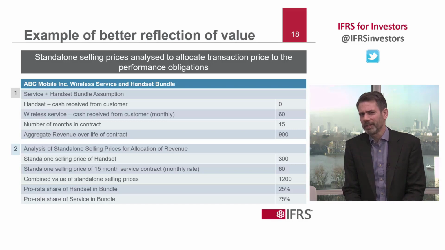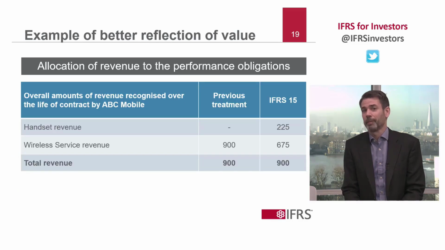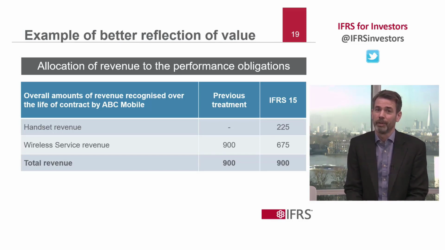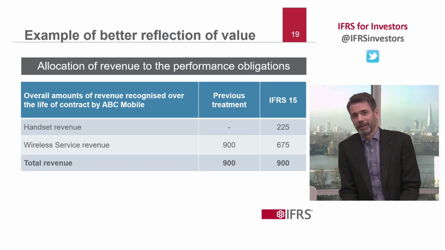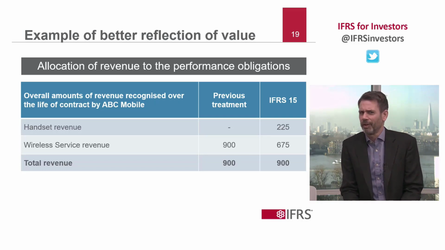So how does the accounting for this contract under IFRS 15 differ from the previous requirements? Under the previous treatment, the entire amount of 900 is allocated to the services. This is because the company recognizes the equipment revenue only to the extent of the amount invoiced and cash received from the customer, which is zero in this case, as there is no upfront deposit. So essentially, something of high value is delivered to the customer, but no corresponding revenue is recognized.